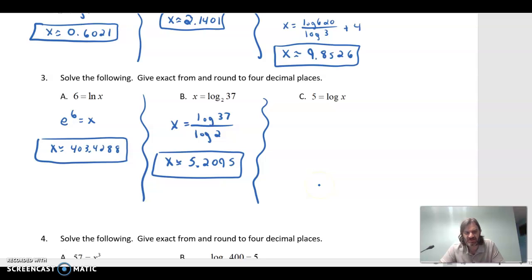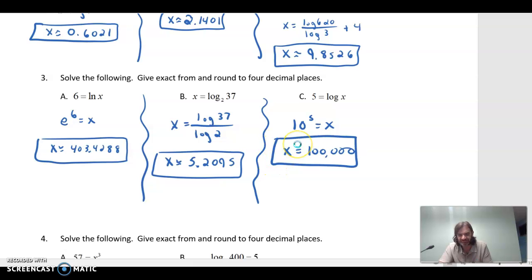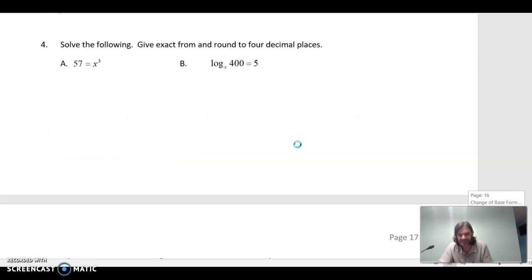The last one for these, 5 equals log of x. There's no base listed, so it's understood to be base 10. So it'll be 10 to the 5th equals x when we take it to the exponential form. That is an exact answer. It will come out nice. It looks like it's exactly 100,000. Very nice. Alright, just a couple more problems down here. Don't go too far. So we're going to solve these.